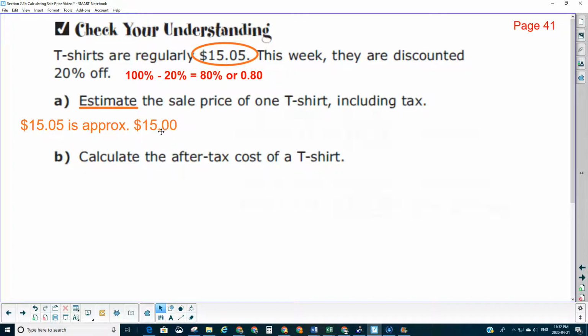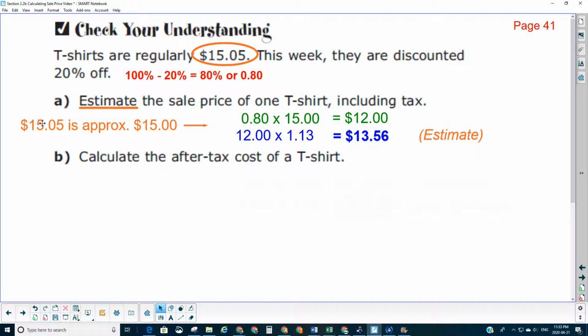Just like in the questions before, we're going to take 80% of the $15. So now we're going to take 0.8 times the $15, and we get $12 as our guess. But of course, we have to include tax on that. So we have to multiply it by 1.13 to get our estimate, which is $13.56. Now this is our estimate because we rounded to $15.